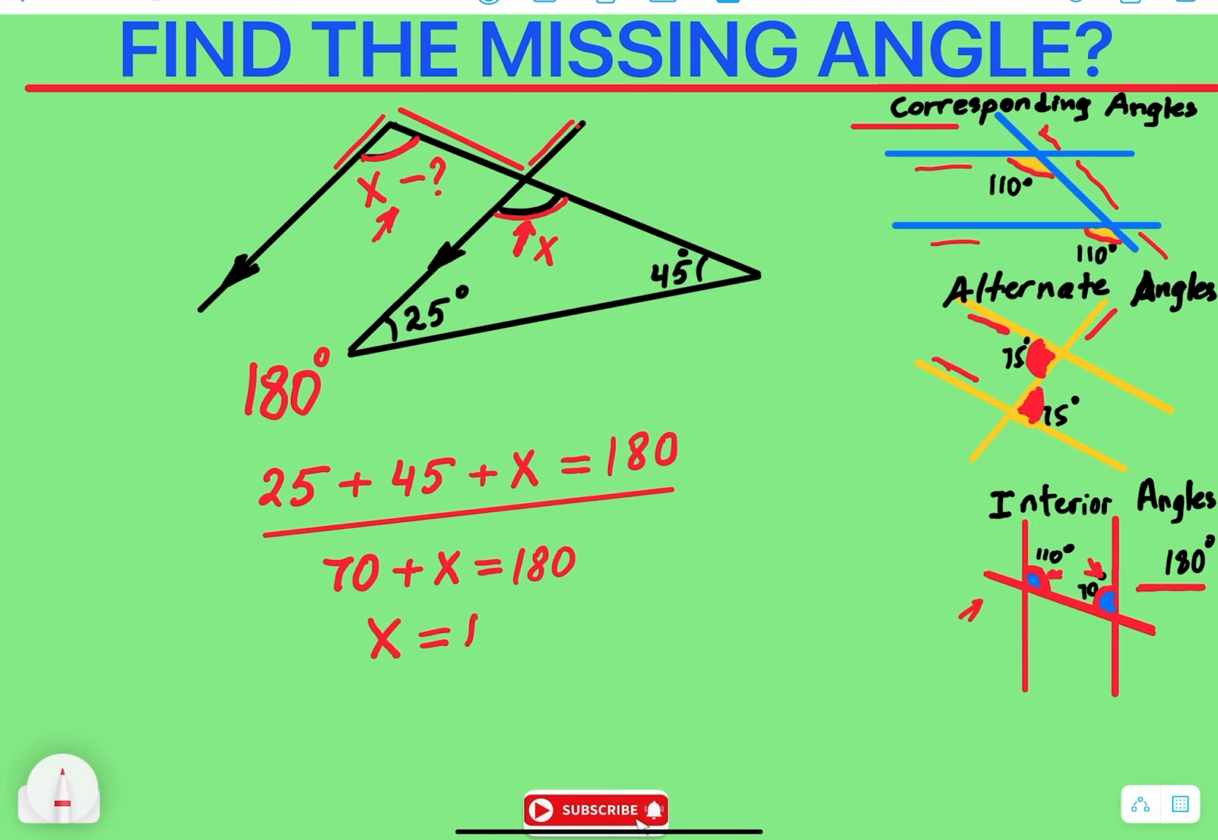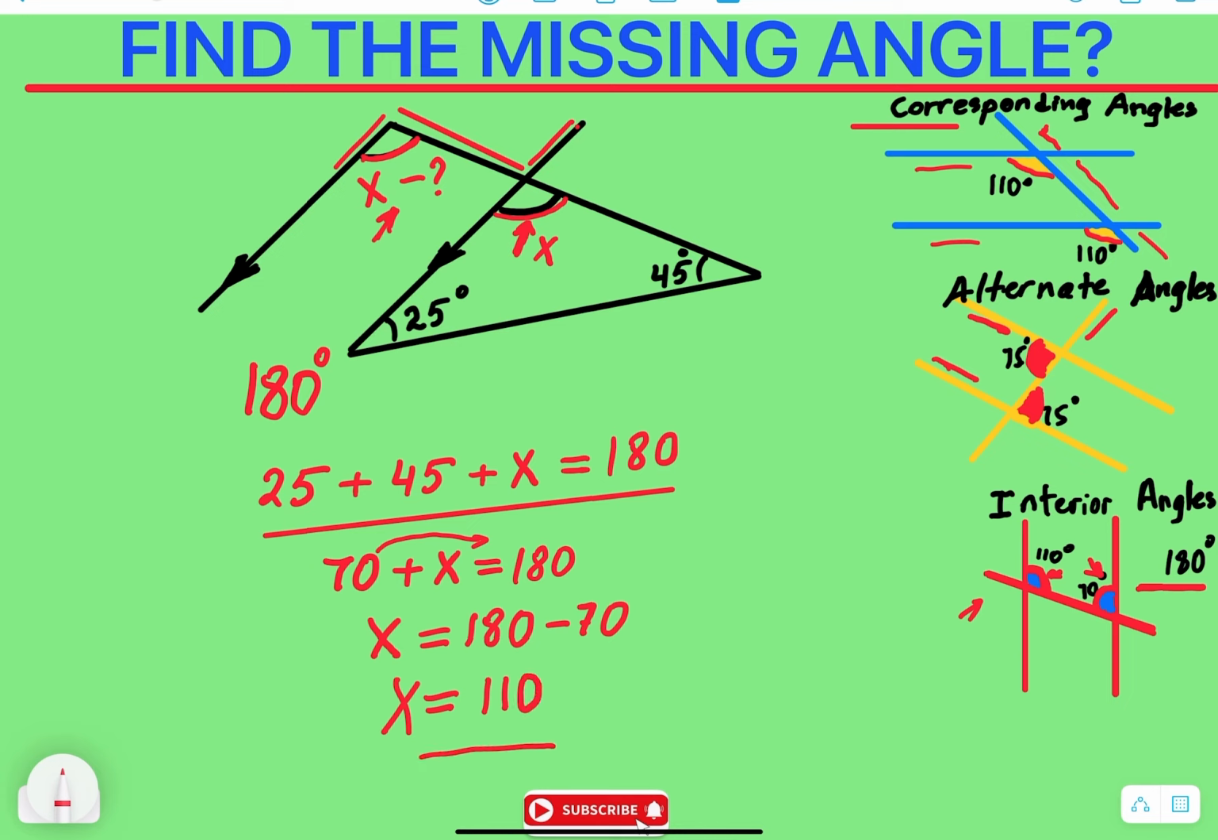On the right side, let's combine numbers: 180 minus 70. 70 became minus because when the number crosses the equal sign, it changes the sign. This was positive 70. If you cross the equal sign, it becomes negative 70. Now we have x equals 180 minus 70, which will be 110.